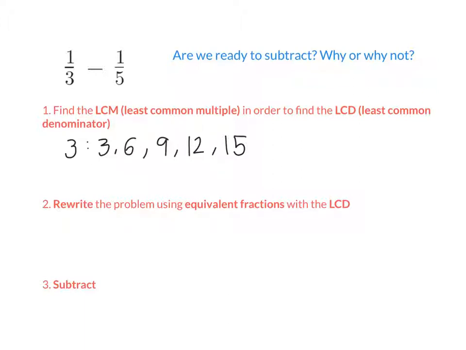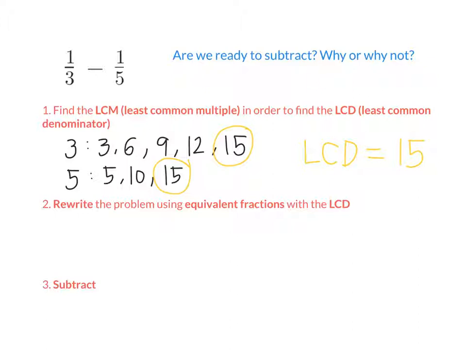The next denominator we have is 5. Let's skip count by 5. Ready, go. 5, 10, 15. Oh, do we have a common multiple? Yes, we knew we would. 15 turns out to be our least common multiple. That means that our LCD, our least common denominator that we are going to be using is 15. You got it.